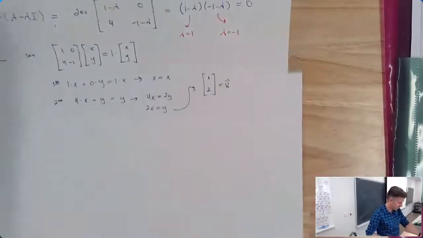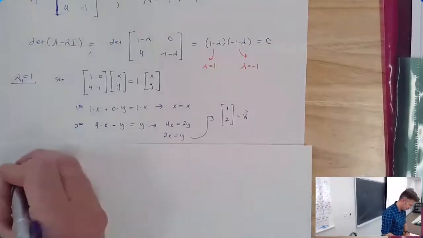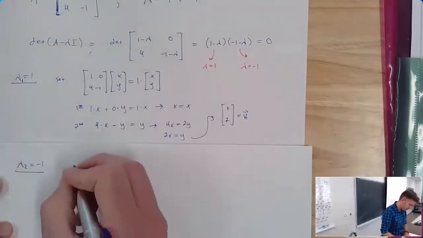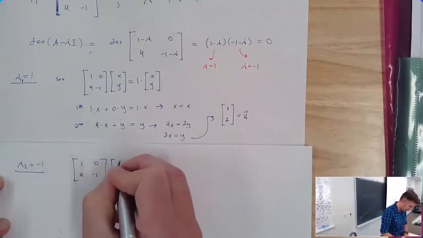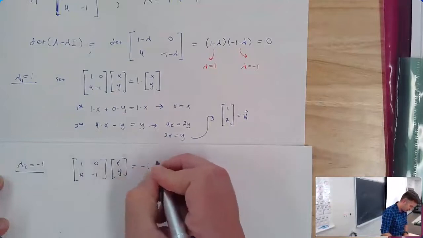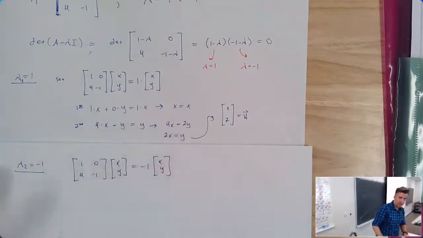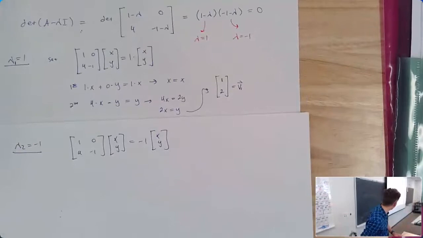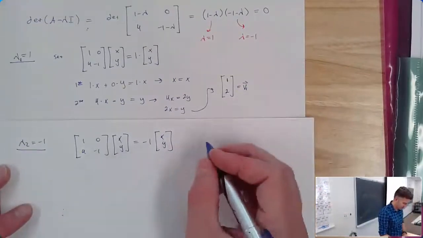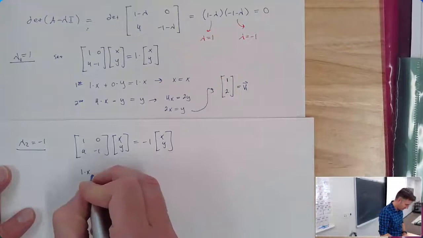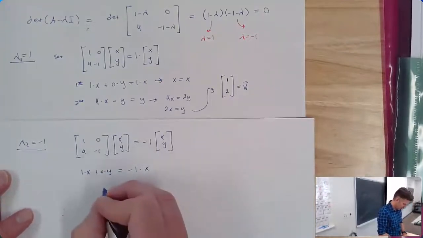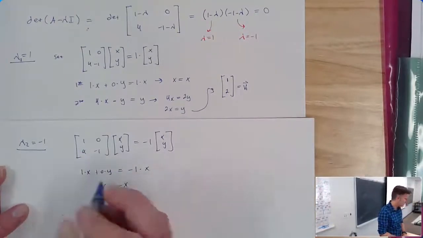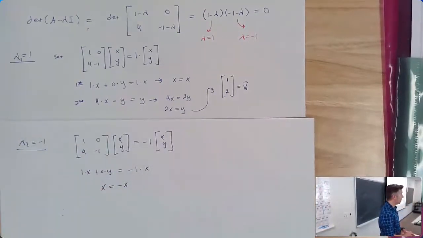So let's find the eigenvector for lambda 2. So for lambda 2 equal to -1, we have the same sort of thing. 1, 0, 4, -1 times our eigenvector that we don't know yet equal to -1 times xy. This is the one where things get kind of extra interesting. So if I look at my first equation, I'm going to get 1 times x plus 0 times y equals -1 times x. Or in other words, x equal to -x. Which is not always true. In fact, it's almost never true.